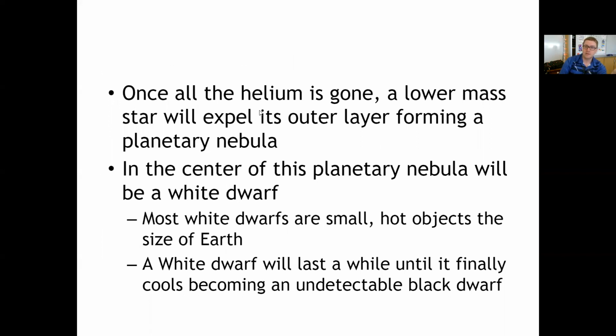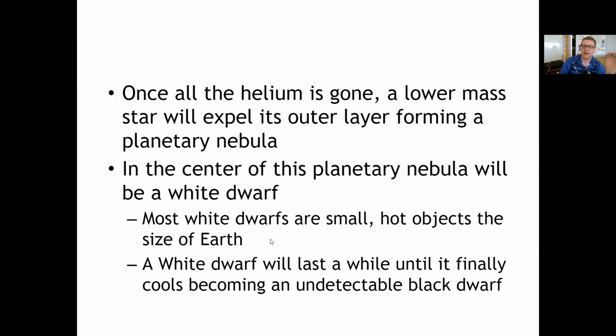Once all the helium is gone, so we've gone from hydrogen to burning the helium, the lower mass star will blow out its outer layer, forming a planetary nebula, which is pretty cool. And at the center of that planetary nebula, we'll have a white dwarf. Most of these white dwarfs are really, really small, but they're very, very hot. They're the size of the Earth.